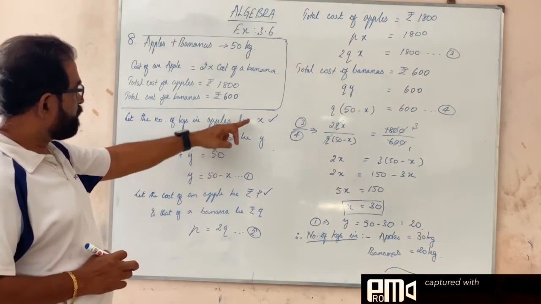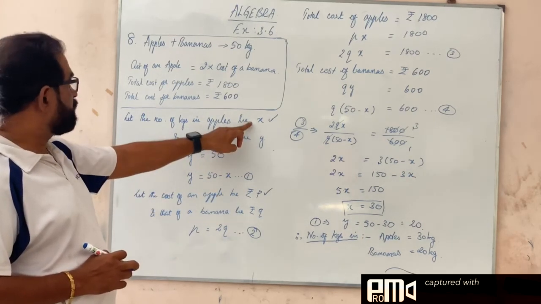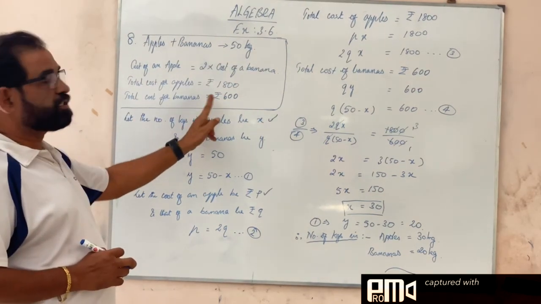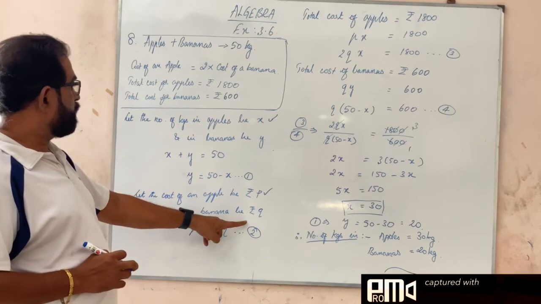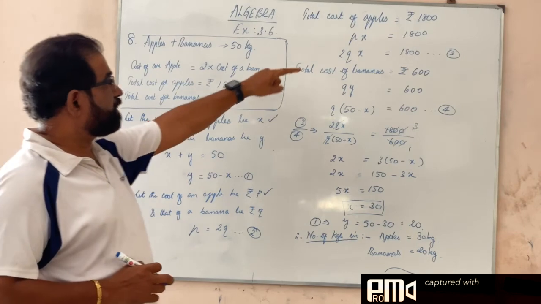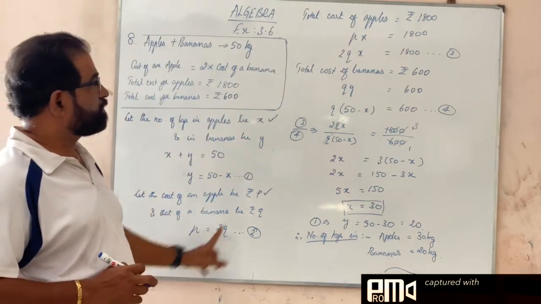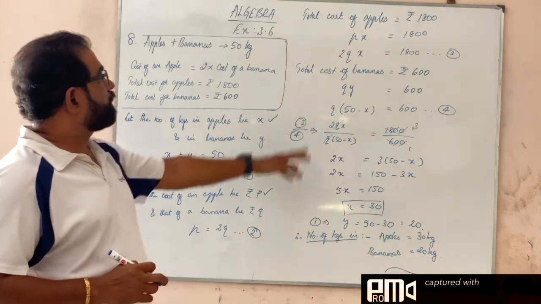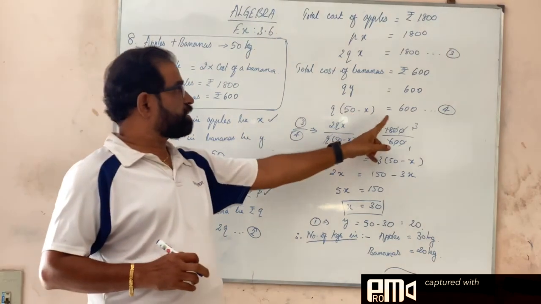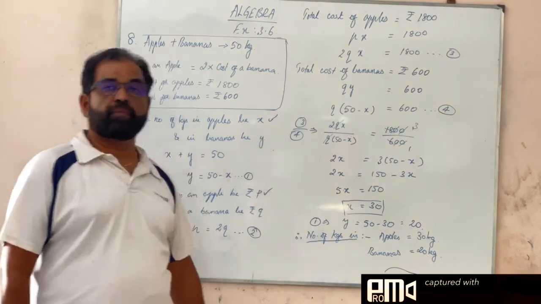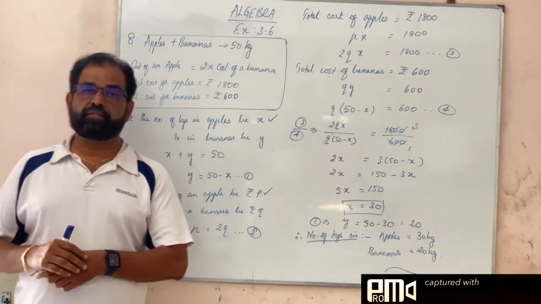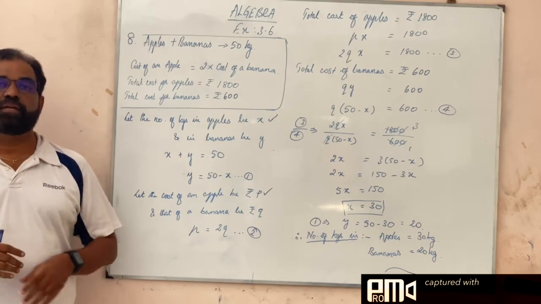So total cost here is P into x, cost of an apple into number of kgs. So Px is equal to 1800. Total cost for bananas is 600, Q into y. For P into x it is 1800, for P we substitute 2Q. For Q into y, Q you keep as it is, for y now 50 minus x is equal to 600. You divide, you get the number of kgs in apples is 30 kg and the number of kgs in bananas 20 kg. Okay, do it very carefully, you get the answer. Okay, thank you.